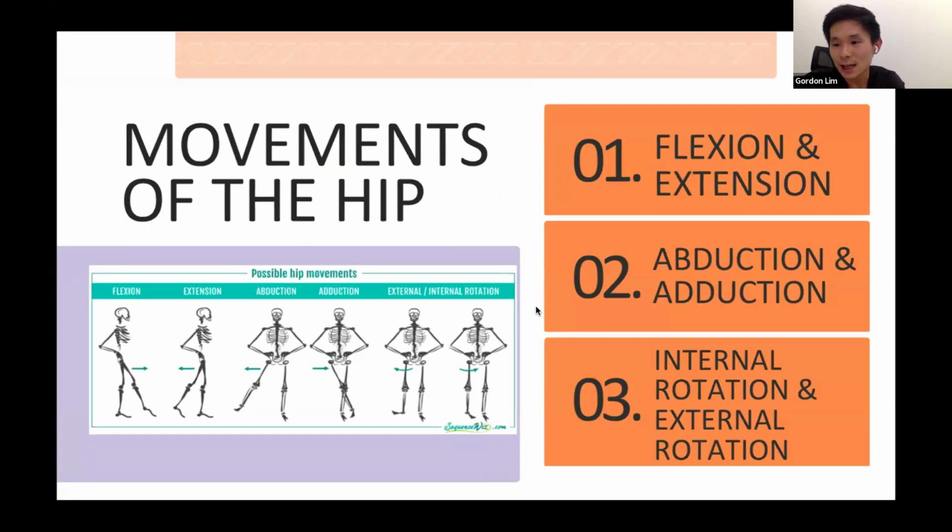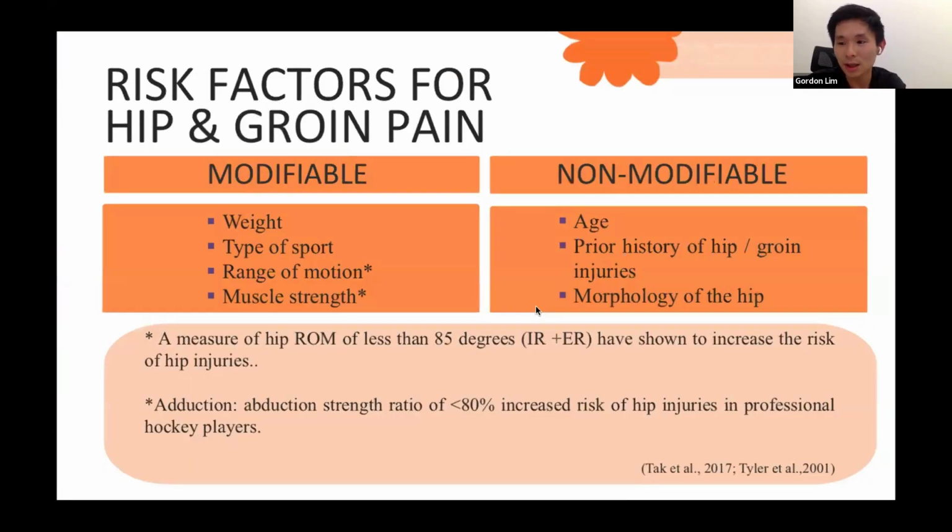So these are some risk factors for hip and groin pain, and we can usually divide them into modifiable as well as non-modifiable risk factors. As you can see here, modifiable risk factors include, but are definitely not limited to, the weight of the person, the type of sport the person participates in, potentially the range of motion of the hip, as well as the strength of the surrounding muscles. Now, non-modifiable risk factors would be the age of the individual, any prior hip or groin injuries, as well as the morphology of the hip.